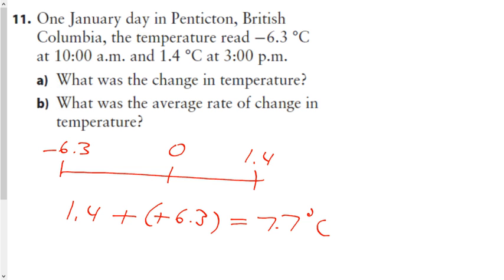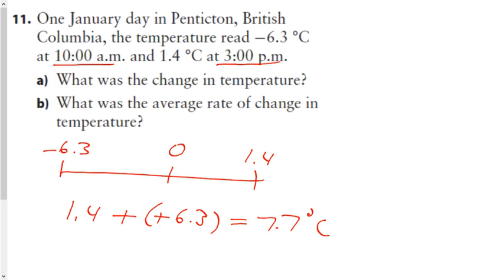What was the average rate of temperature? So if it changed 7.7 degrees and it started at 10 a.m. and finished at 3 p.m., then 11 a.m., 12 p.m., 1, 2, and 3, that's 5 hours. So I'm going to take this answer and divide by 5.